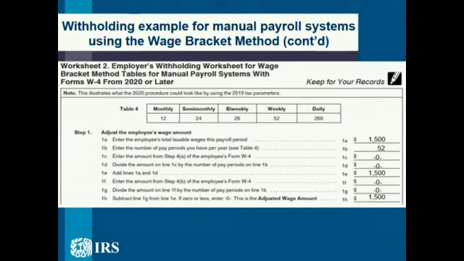Logan's employer uses a manual payroll system and uses worksheet 2 to figure Logan's withholding. We'll begin with step 1 to figure Logan's adjusted wage amount. Because he did not complete step 4 on his Form W-4, Logan's weekly pay is his adjusted wage amount. Therefore, we put $1,500 on line 1A, 1E, and 1H. Since Logan is on a weekly payroll period, we look at table 4 above step 1. We can see there are 52 pay periods a year. We'll enter 52 on line 1B, which we're going to use later in this example.